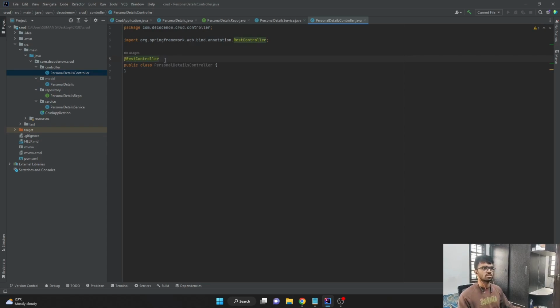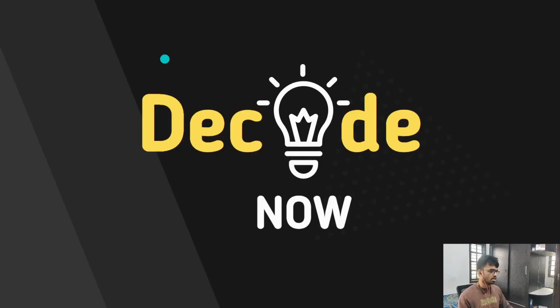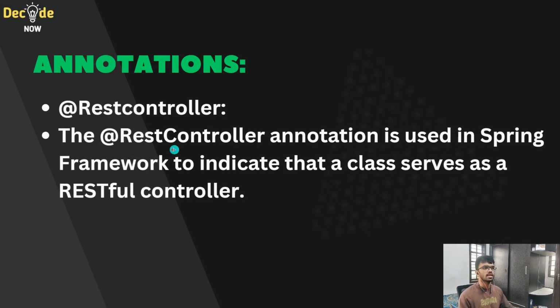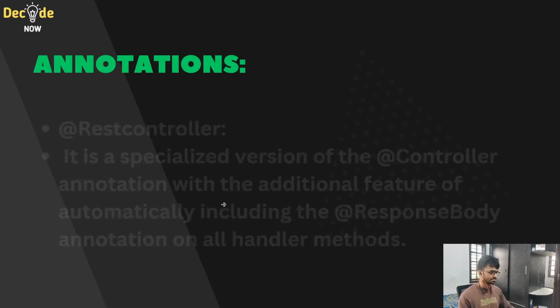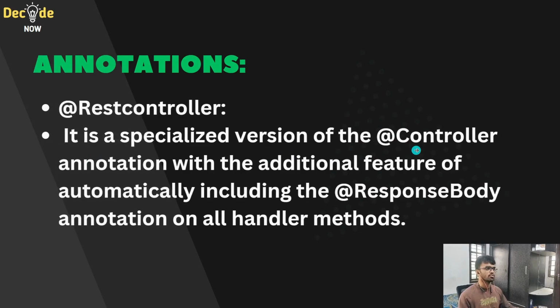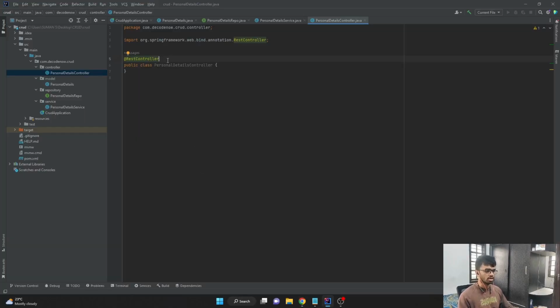So let's look at what is @RestController. The RestController annotation is used in the Spring Framework to indicate that a class serves as a RESTful controller. So if we mention this, then that particular class becomes a RESTful controller. So what does RESTful controller mean? It is a specialized version of the @Controller annotation with the additional feature of automatically including the @ResponseBody annotation on all handler methods. What I mean by this is, there is one more annotation called Controller.